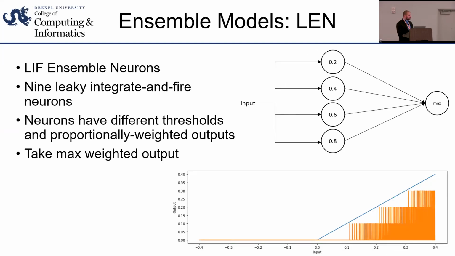The next ensemble model that we tested was the LIF ensemble neuron model. Here, input is sent to neurons that differ based on their thresholds, and the outputs of these neurons are weighted based on the threshold of the input. So in the bottom right shown is a similar plot of the input and the output. The blue line again represents a ReLU. So you can see that between 0.1 and 0.2, the weighted output from this model is 0.1, and then from 0.2 to 0.3, proportionally weighted at 0.2, and so on.